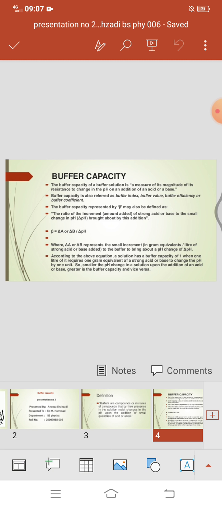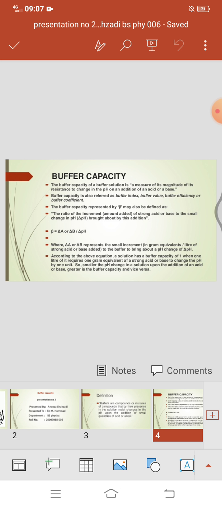Buffer capacity is also referred to as buffer index, buffer value, buffer efficiency, or buffer coefficient. The buffer capacity, represented by beta, may also be defined as the ratio of the increment of strong acid or base to the small change in pH brought about by this addition.